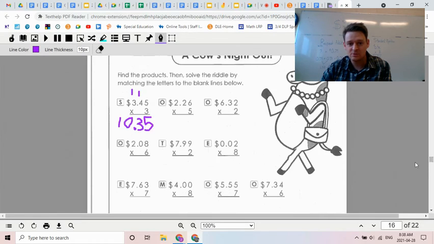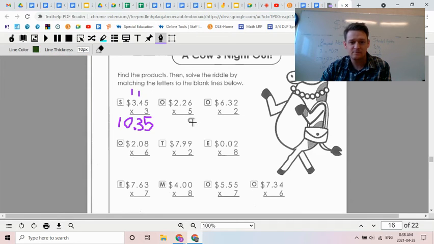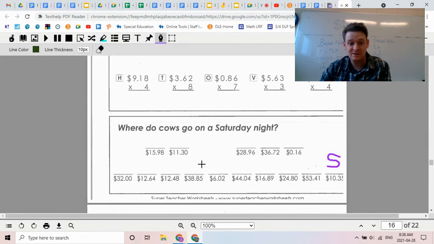Okay, I'm just going to scroll back up and do one more. This time we're multiplying by 5, which I like to do. Nice, easy skip counting. 5 times 6 is 30. 0 goes down, 3 moves over. 5 times 2 is 10. Plus 3 is 13. So the 3 comes down, and the 1 carries over to the next column. And 5 times 2 is 10, plus 1 is 11. So now I'm looking for $11.30 and a letter O. $11.30 and the letter O.